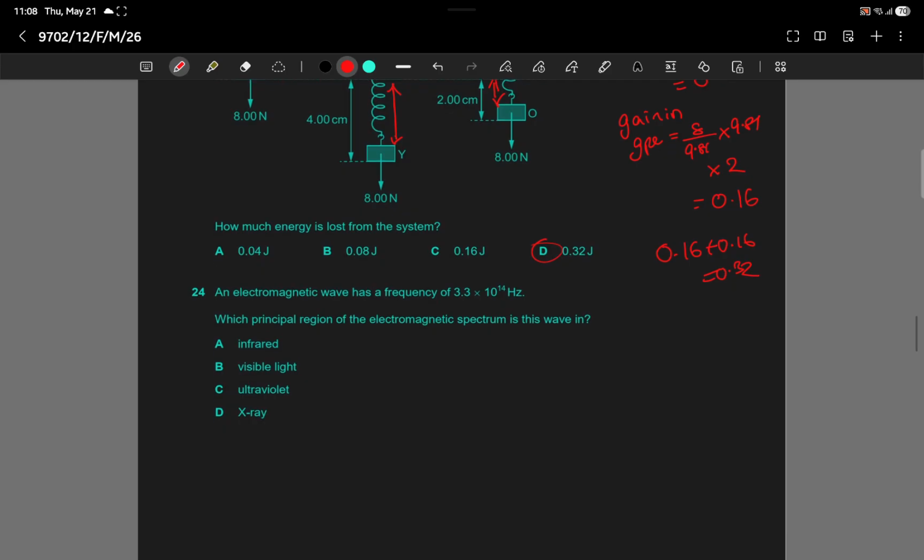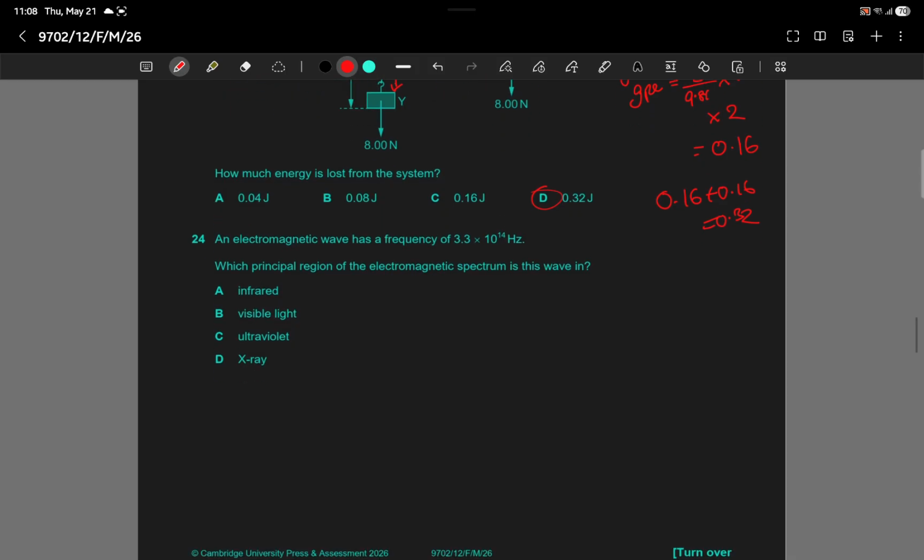Alright, so an electromagnetic wave has a frequency of 3.3 × 10^14 hertz. Which principal region of the electromagnetic spectrum is this wave in? So we know the frequency. Let's first find the wavelength. So v = fλ, so λ = v/f.